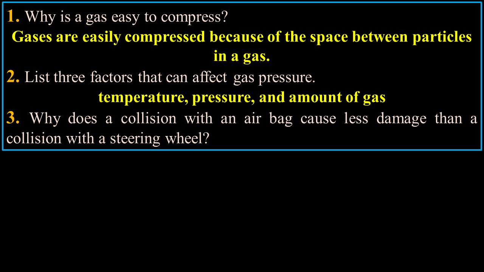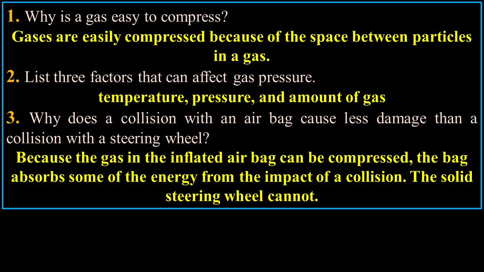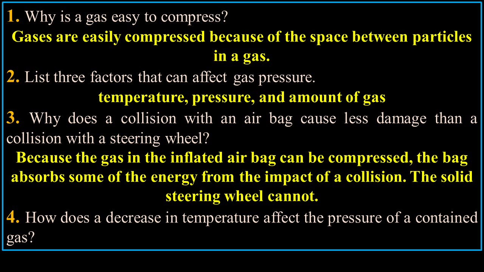Why does a collision with an airbag cause less damage than a collision with a steering wheel? Because the gas in the inflated airbag can be compressed, the bag absorbs some of the energy from the impact of the collision. The solid steering wheel cannot.